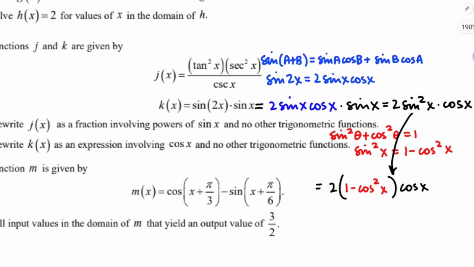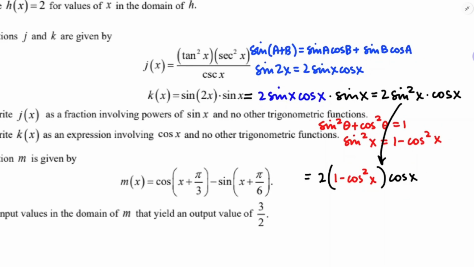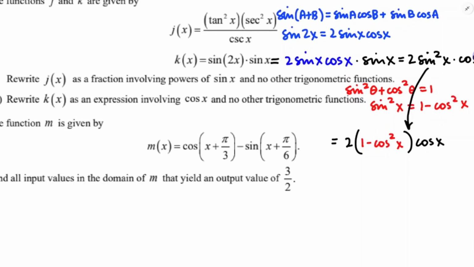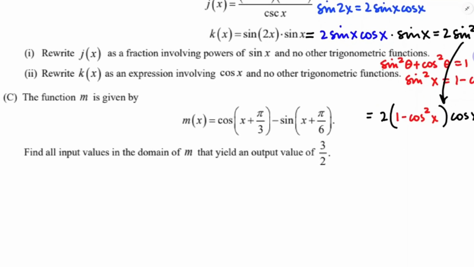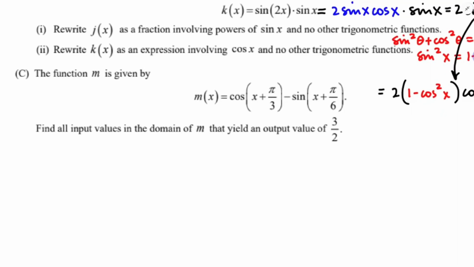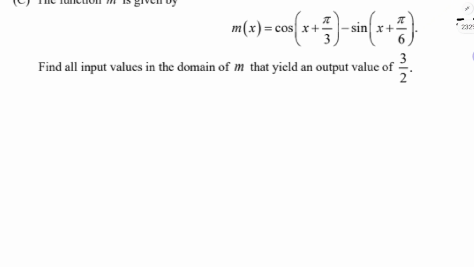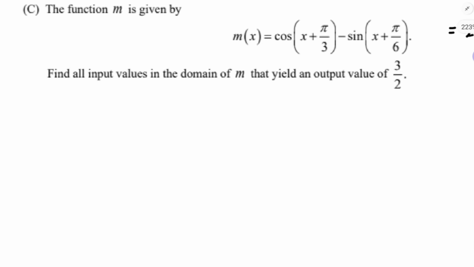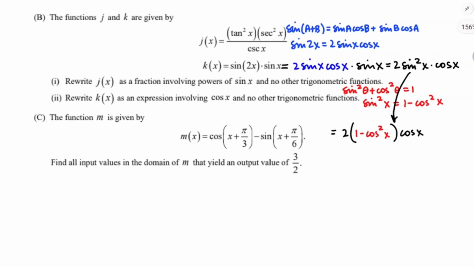Okay, as an expression involving cosine x and no other trig functions, that is an expression. It involves cosine and it does not involve any other trig functions, so I think that's going to be enough. Okay, now we're going to move on to part C, where we're going to have to use our angle addition formulas once again. Cosine of x plus pi over 3 minus sine of x plus pi over 6. So I'm going to bring in the sine addition formula.